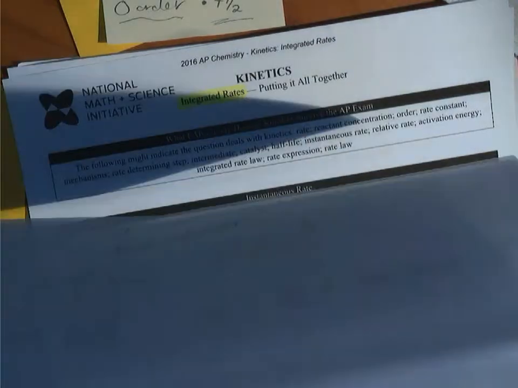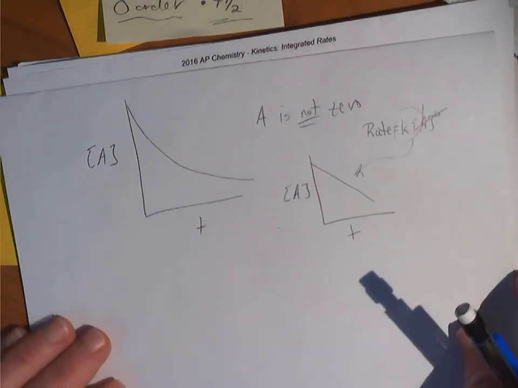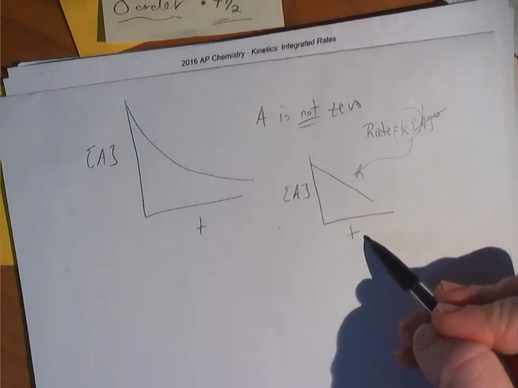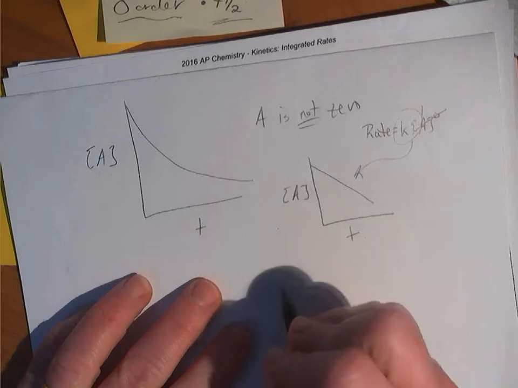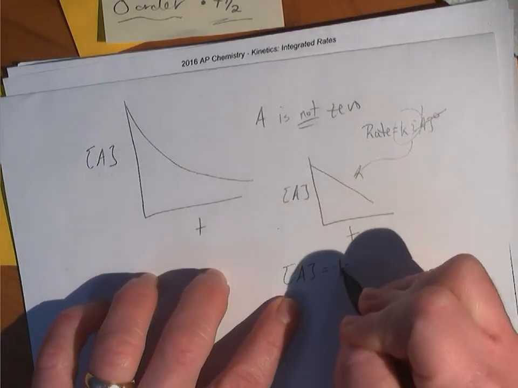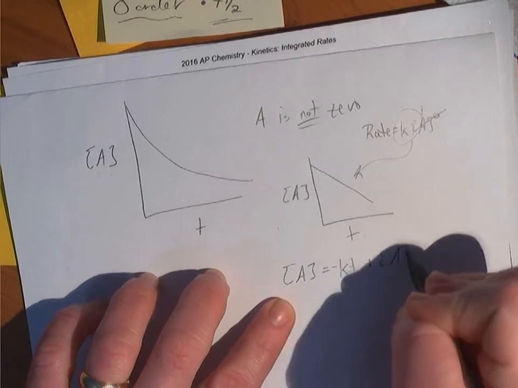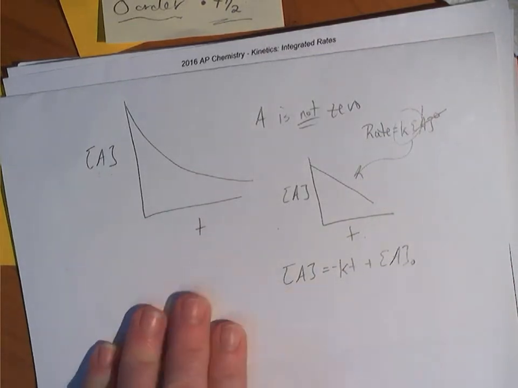Okay, so back to our zero order. If you graph concentration versus time and you get a linear graph, then we know it's zero order. And it is actually [A] equals negative kt plus [A]0. Looks a lot like the integrated first order, but without our natural logs.